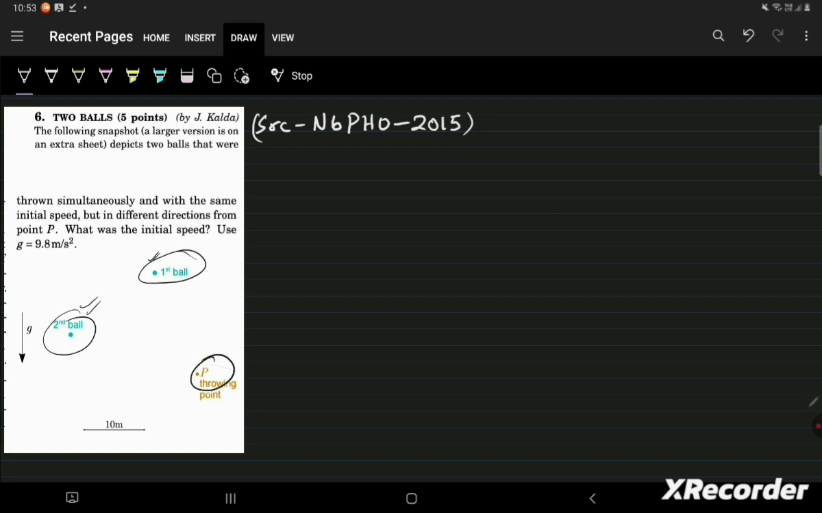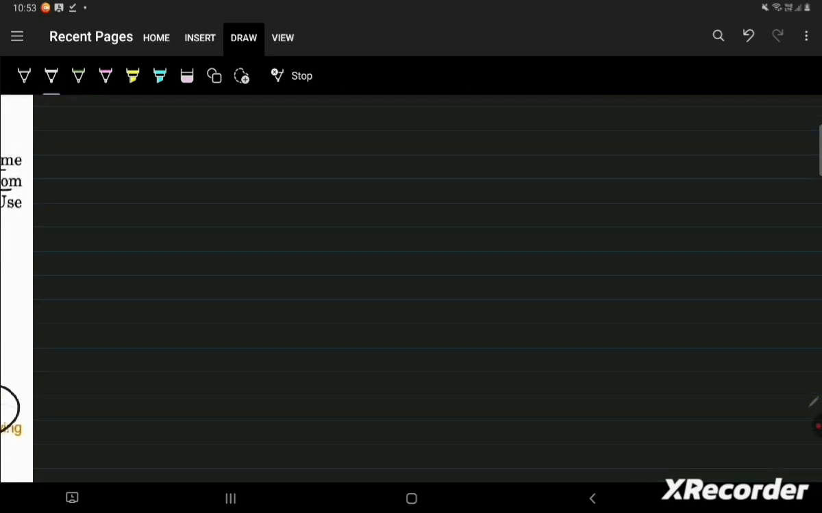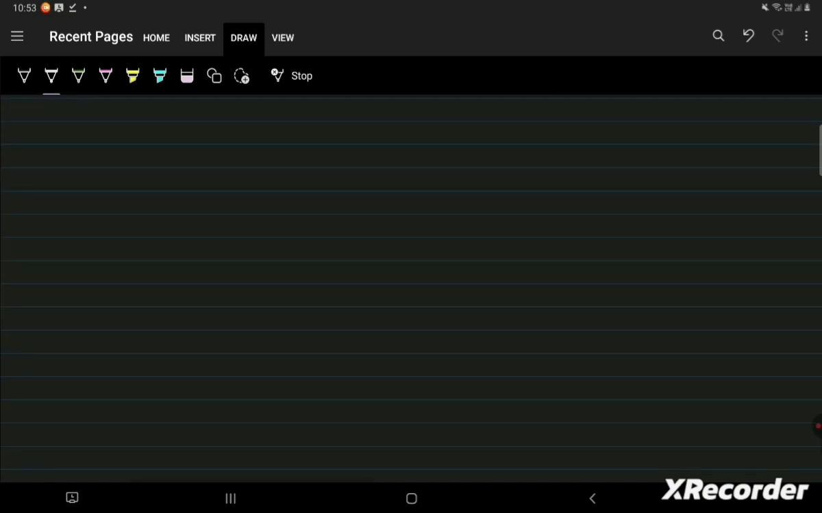What is the initial speed? The goal is to find the initial speed of the balls if they were thrown with the same initial speed but with different directions. Now the thing to discuss is the core motive behind the problem. So what is the approach to solve this problem?